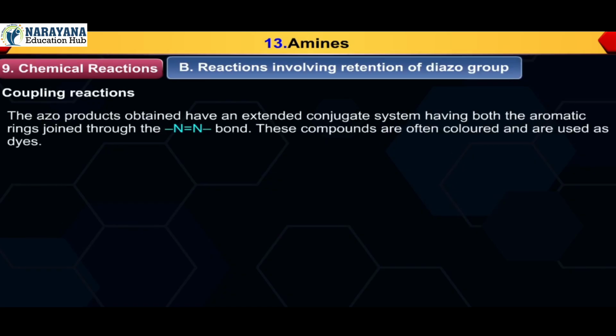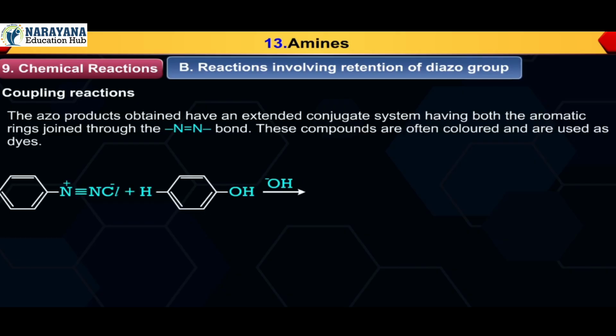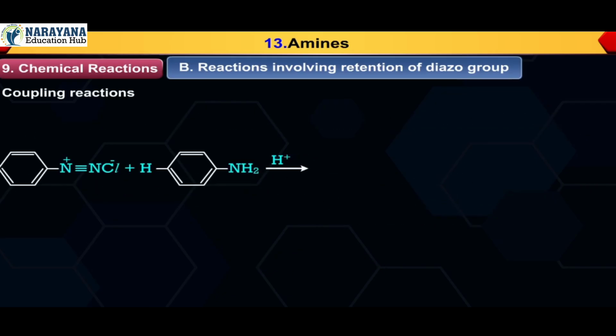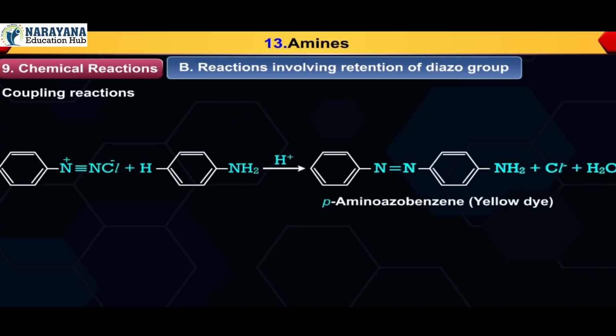B. Reactions involving retention of diazo group. Coupling reactions. The azo products obtained have an extended conjugated system having both the aromatic rings joined through the N=N double bond. These compounds are often colored and are used as dyes. Benzene diazonium chloride reacts with phenol, in which the phenol molecule at its para position is coupled with diazonium salt to form para-hydroxyazobenzene. This type of reaction is known as coupling reaction. Similarly, the reaction of diazonium salt with aniline yields para-aminoazobenzene. This is an example of electrophilic substitution reaction.